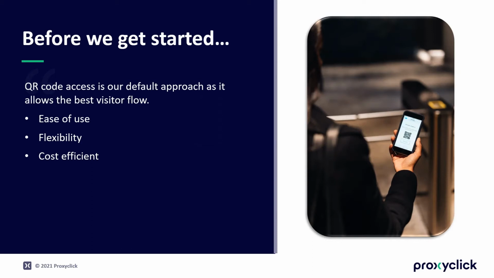QR code access is our default approach as it allows for the best visitor flow. It gives the option to send access credentials to a visitor in advance, enabling them to have seamless access and a great welcome to your premises with no delays at the front desk. They offer great flexibility, and you can choose when they are emailed, either before or after a check-in process. Alternatively, you can choose not to email QR codes at all and offer visitors a printed QR badge.